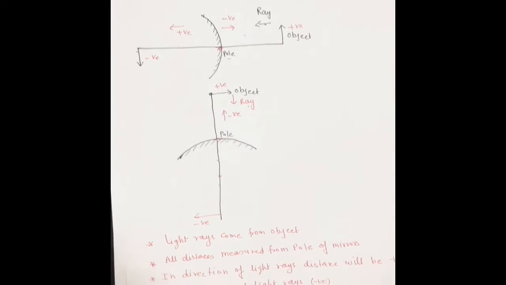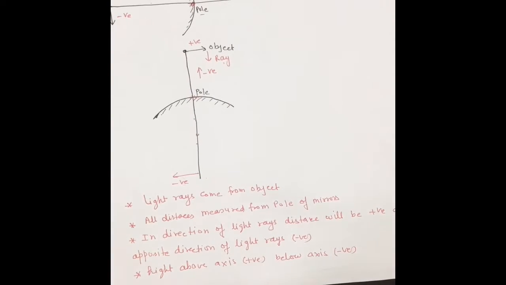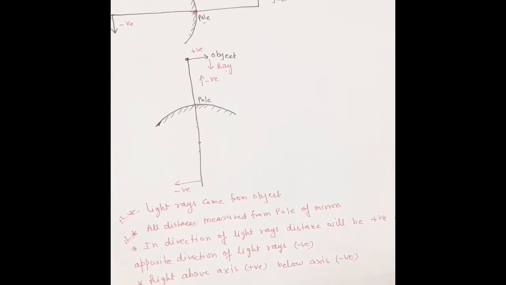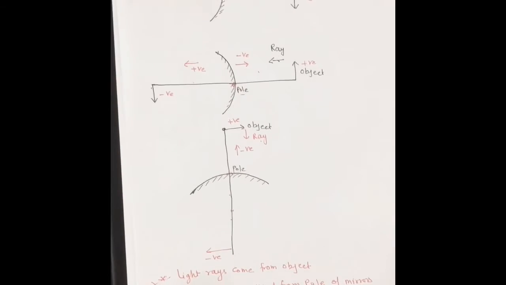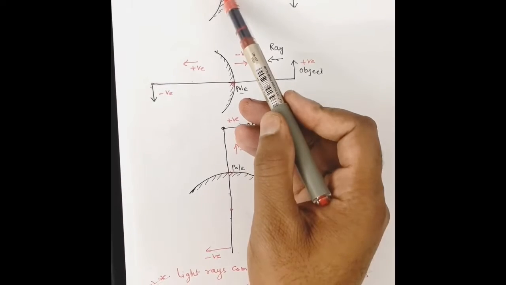So what's the final conclusion? First point, light ray always comes from the object. Second point, all distances are measured from the pole of a mirror. This means we measure all distances from the pole, from this one.